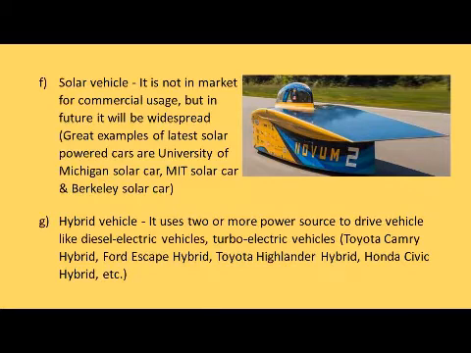Solar vehicle. This type of vehicle is not in the market for commercial usage as of now, but in future it will be widespread. Great examples of the latest solar powered cars are the University of Michigan solar car, the MIT solar car and Mercury solar car. Then hybrid vehicle. This type of vehicle uses two or more power sources to drive the vehicle, like diesel electric vehicle, turbo electric vehicle. Examples: Toyota Camry hybrid, Ford Escape hybrid, Toyota Highlander hybrid, Honda Civic hybrid, etc. These are some of the hybrid vehicles.